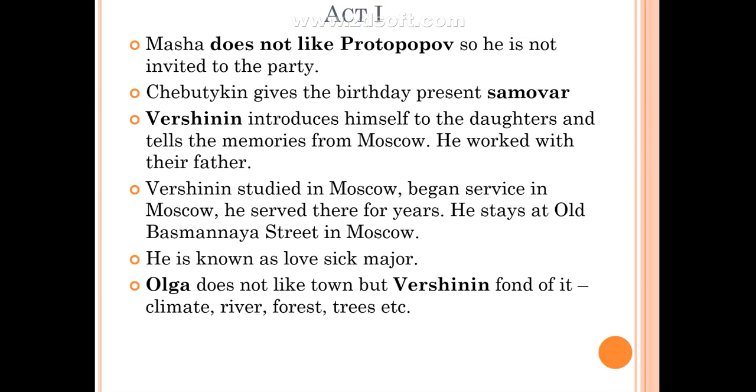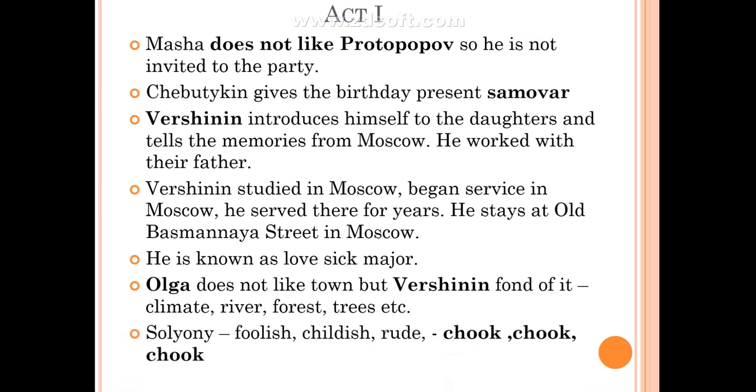So from these two characters, we can understand how we human beings look at life. If we look at life positively, we can enjoy life, or we can get happiness like Vorshinin. But if we look at it from the perspective of Olga, that there is nothing, we will be disappointed or dejected in life. So Olga is a representation of the pessimistic, and Vorshinin is the representation of the optimistic.